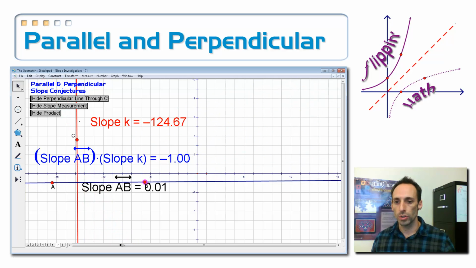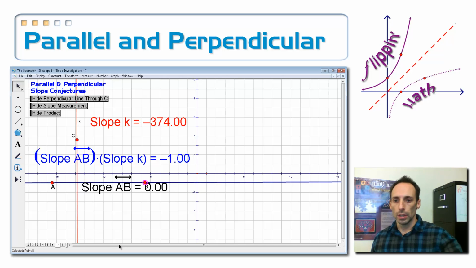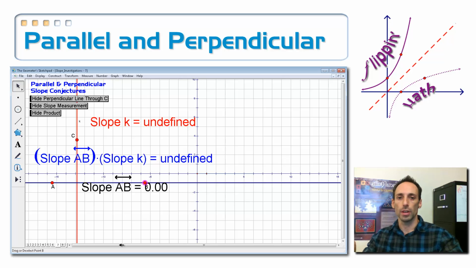If one is horizontal and one is vertical, see if I can get it exactly on the money. Okay, so this one's making some kind of a mistake because it's saying the slope of one is 0, the other one is -374, but we know that the slope of the other one should be, there it is, undefined. Okay, so there's the special case. If one's horizontal, the other one's vertical, slope is 0, the other one has to be undefined in order to be perpendicular to each other.